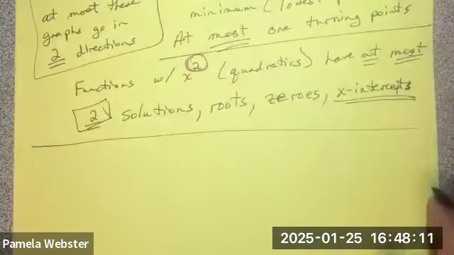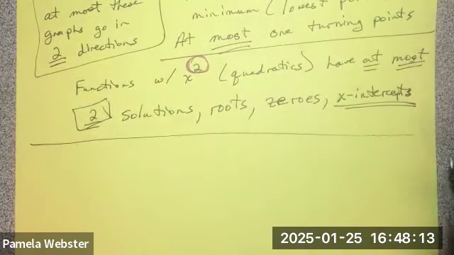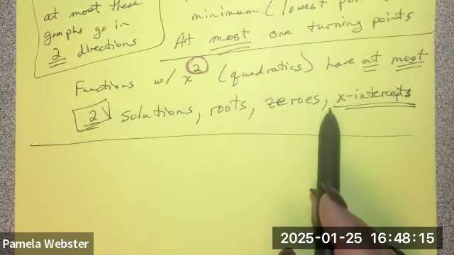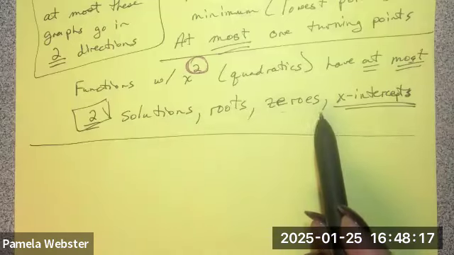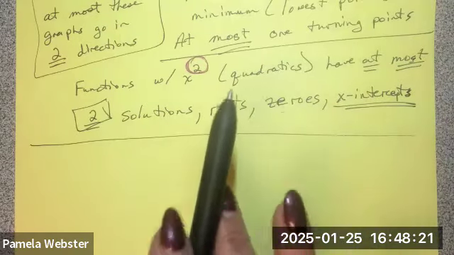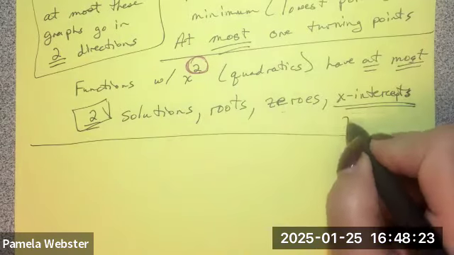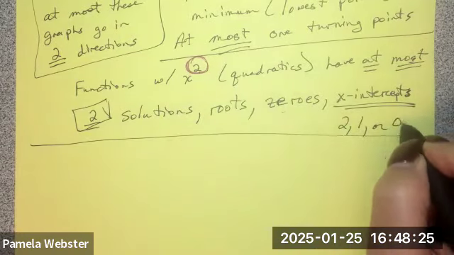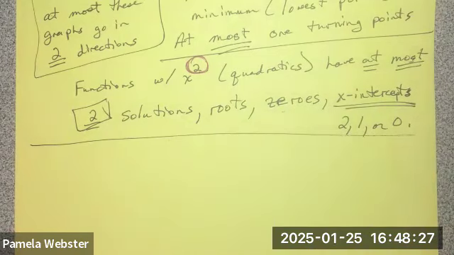Okay. Now, when I say at most 2 x-intercepts, that means you could have 1 x-intercept. You could have 0 intercepts, right? But these quadratics, they only have 2, 1, or none. Okay. That's all you can have. At most 2. That's what I mean. I know I've said it like 5 times. I'm sorry.